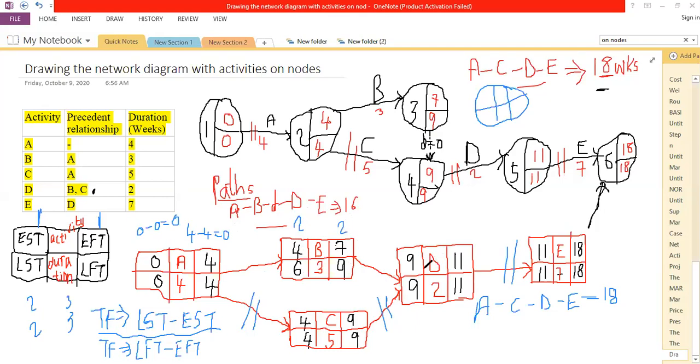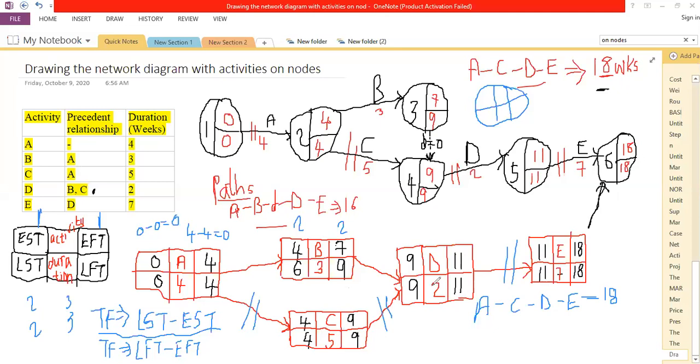If it's about activity D here, 9 minus 9, 11 minus 11, 0. E also gives us 0. For C here, which also was critical, we would have zeros. The reason is there is no amount of time that we can delay that activity. And if we do, the overall completion time of the project will also be affected.